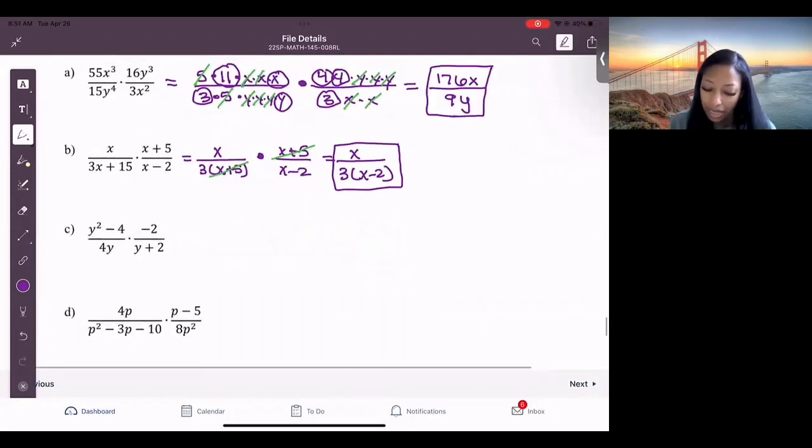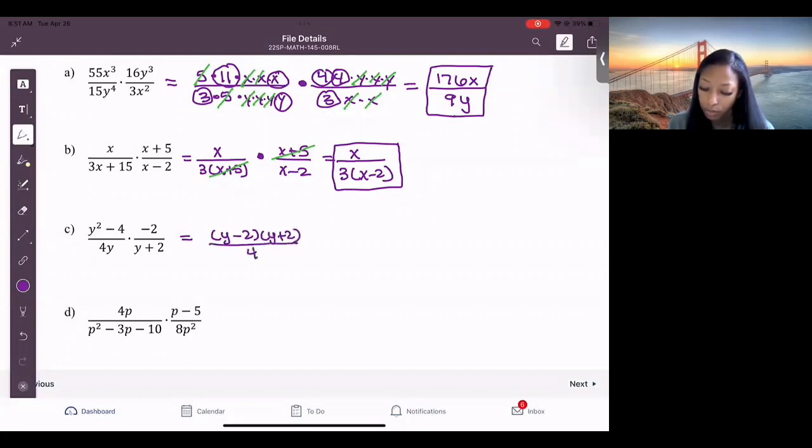For part C, Y squared minus 4 over 4Y times negative 2 over Y plus 2. We can factor that first numerator. It's a difference of squares. So that would be Y minus 2 times Y plus 2 over 4 times Y. And then times, let me go back a little bit here. We can also factor the 4. 4 is 2 times 2. So that's 2 times 2 times Y. And then times negative 2 over Y plus 2.